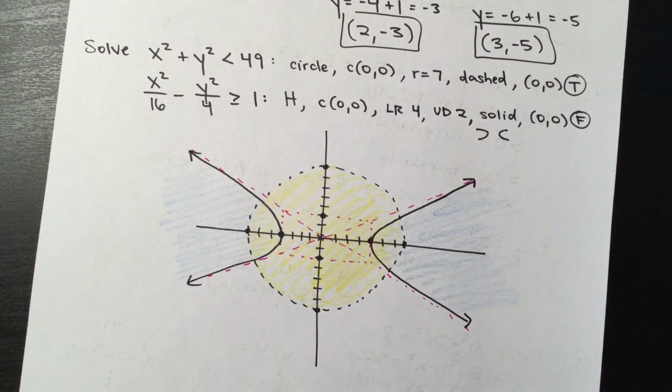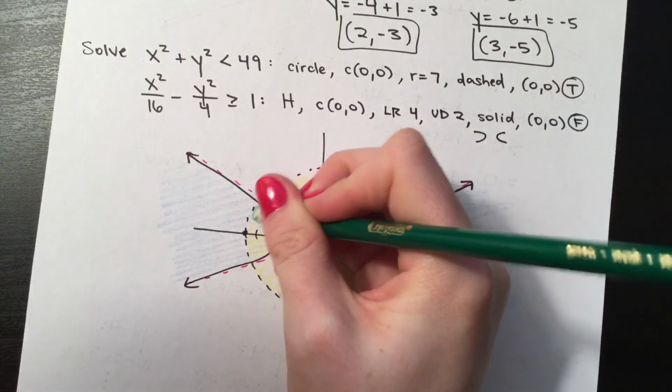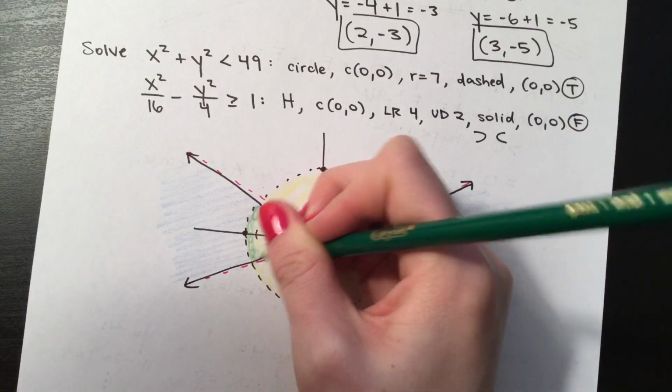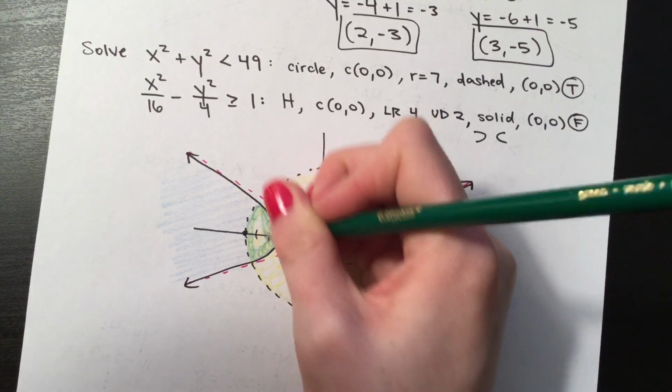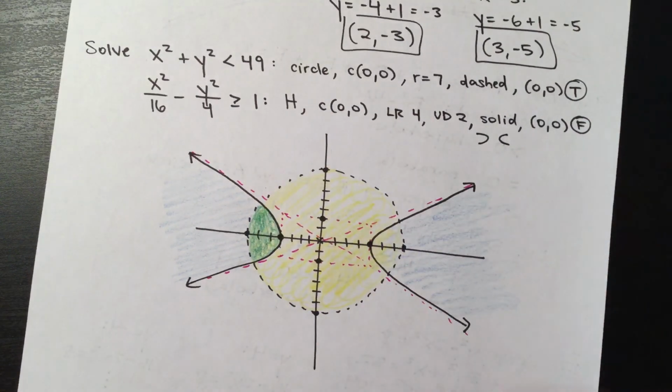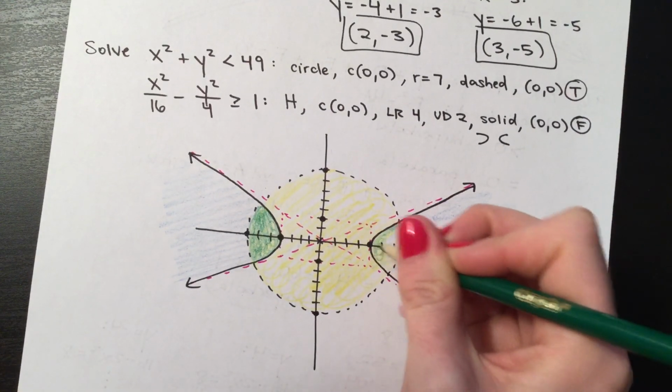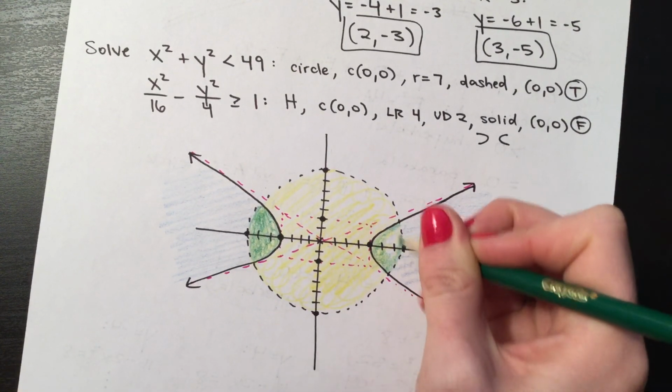All right, so remember, what I told you guys is to make sure that you have some sort of way to distinguish that shape, the overlapping shape, from the others. So that would be the part that's on the outside of the hyperbola, but still inside the circle. So the overlap between these two would be this little segment of the circle right here, and then this little segment of the circle right here.